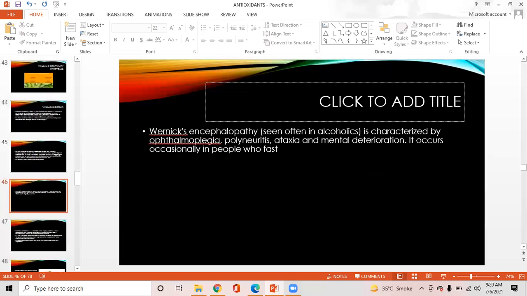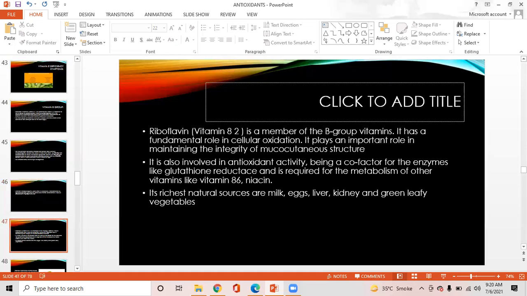Wernicke's encephalopathy, seen often in alcoholics, is characterized by ophthalmoplegia, polyneuritis, ataxia, and mental deterioration. It occurs occasionally in people who fast.